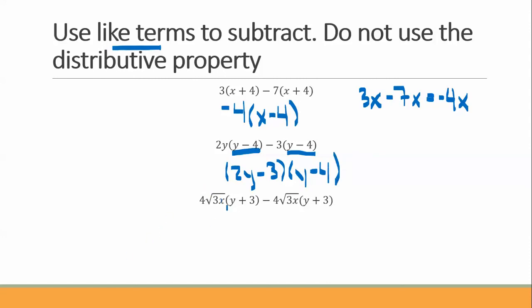And our last one, we have 4 square root of 3x times y plus 3 minus 4 square root of 3x times y plus 3. These are exactly the same. So we have 4 of this thing minus 4 of this thing. Our final answer is 0. These two are additive inverses of each other.